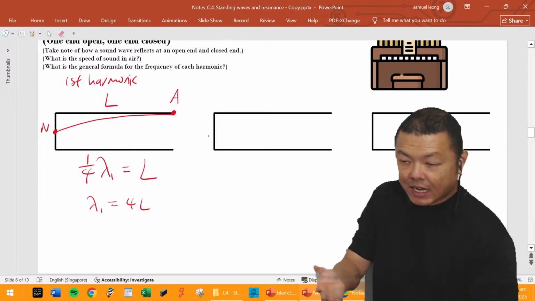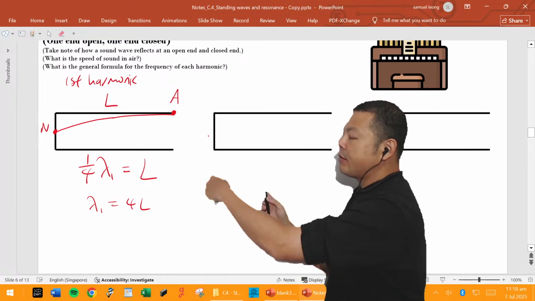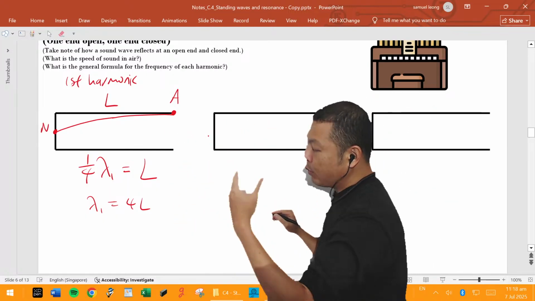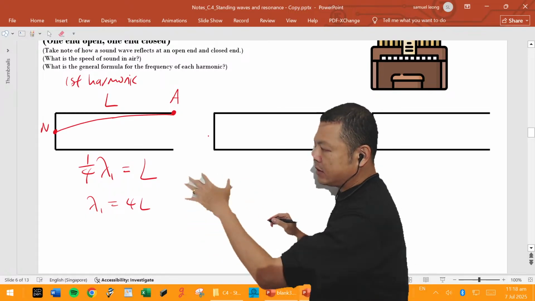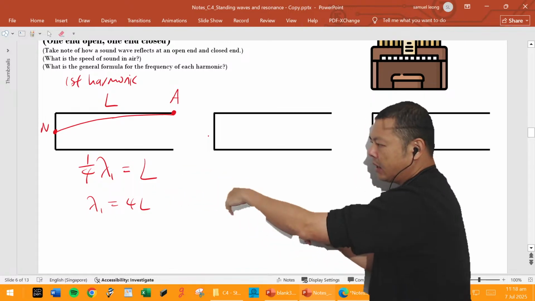Then how about the next one? What's the next harmonic? Remember the experiment that we're doing? I'll do it again. I'm just trying to make you infer without the animation aid.